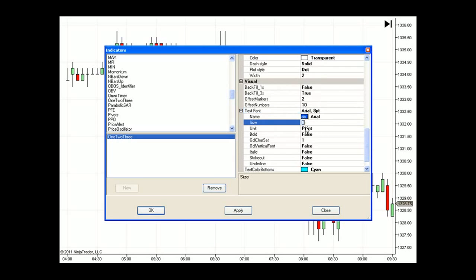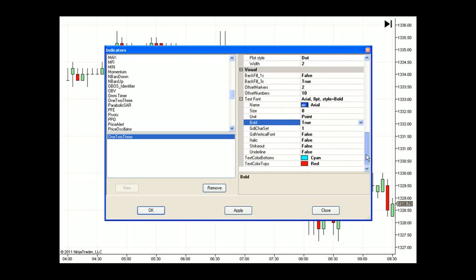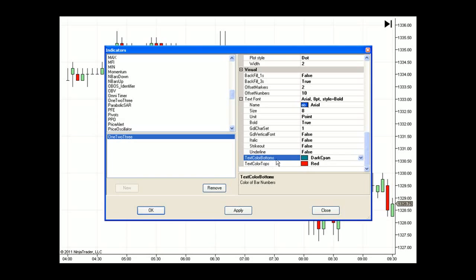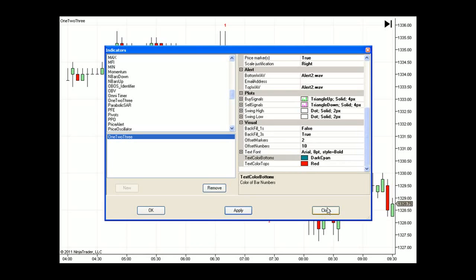And once again, I'm going to not necessarily make it larger, but I will go for the bold setting just to make it a little bit more noticeable. And because I'm trading on a white background, I'm going to darken the buy signal, the bottoms, and red is good for the sell signals. All right, so those are our different settings. Let's apply those and take a look at what they look like on our chart.